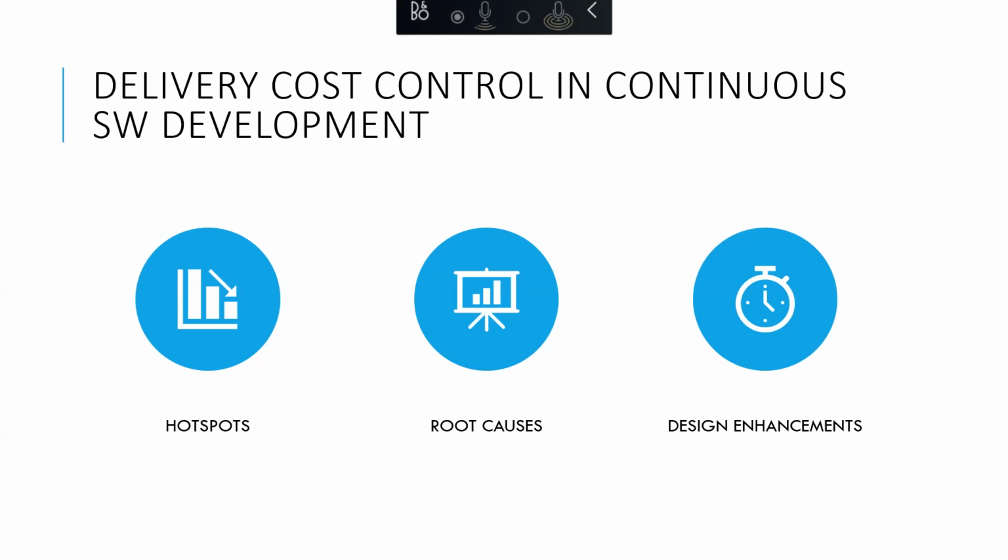So in this presentation, I will leverage our experience in media software development to share our experience on delivery cost control in continuous software development. So basically, it will be composed of 3 chapters. First one is about the hotspots in our development. Then we'll talk about the root causes. And finally, we will share our experience on the corresponding design enhancements.